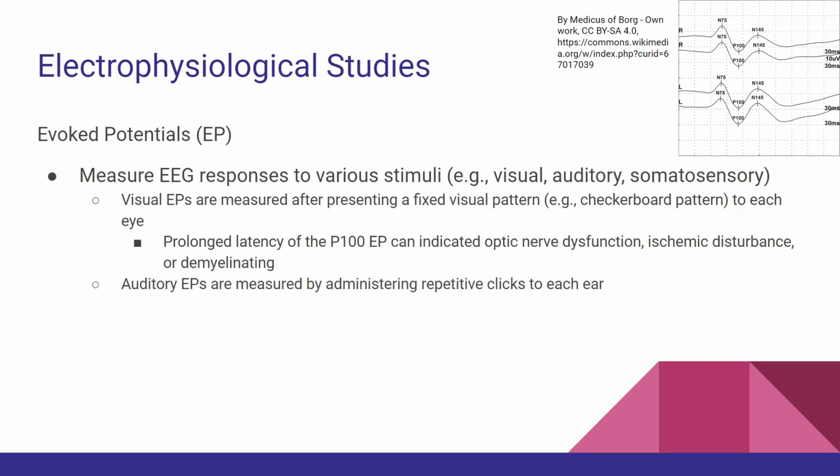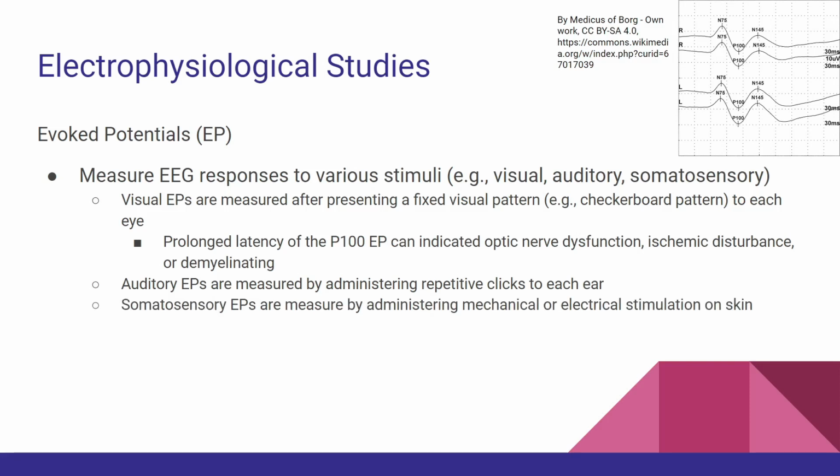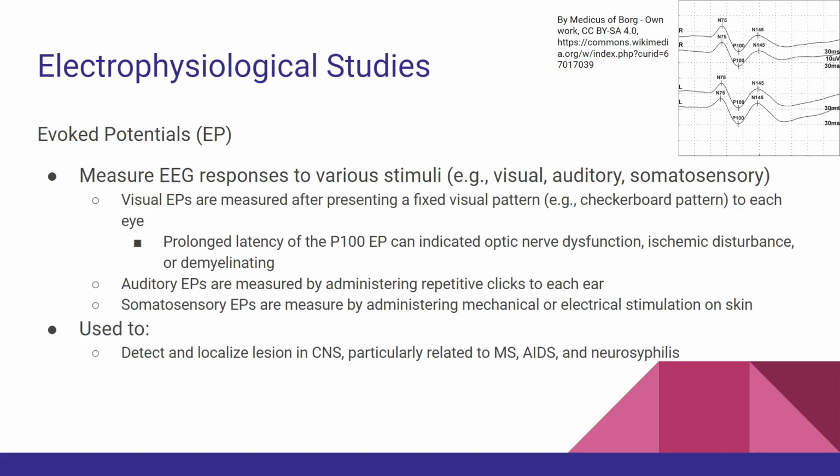Auditory evoked potentials are measured by administering repetitive clicks to each ear, and somatosensory evoked potentials are measured by administering mechanical or electrical stimulation on the skin. And this technique can be helpful for detecting and localizing lesions in the central nervous system, particularly those related to MS, AIDS, and neurosyphilis. And it can also be used to assess prognosis following central nervous system trauma or hypoxia, as well as assist in intraoperative monitoring.